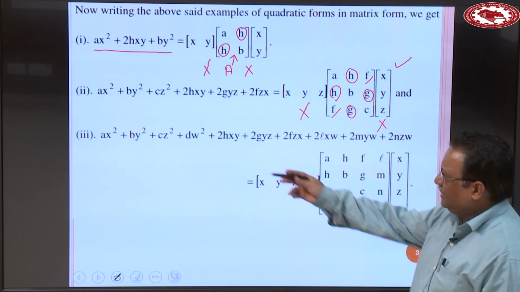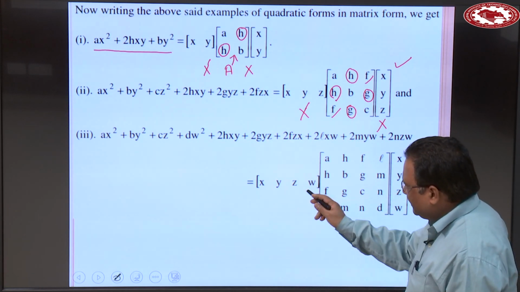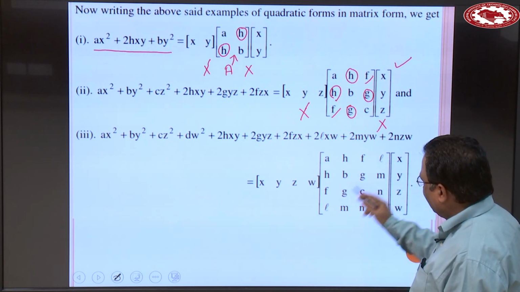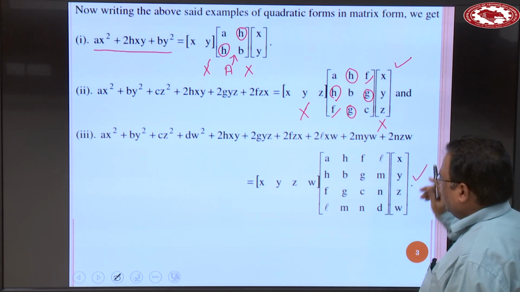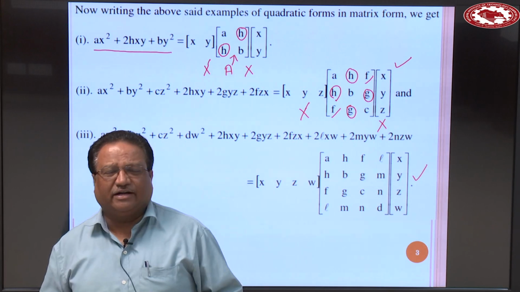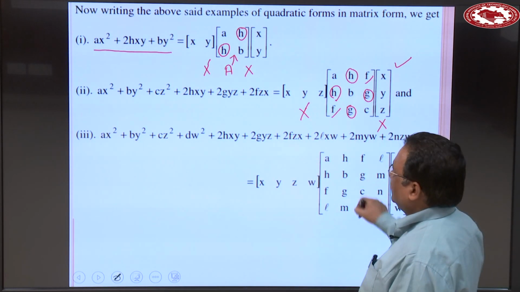Clear? Similarly, when we have 4 variables, then this can be written as x, y, z, w, then the matrix with a, b, c, d on the diagonal and h, h, f, f, l, l, g, g, m, m, n, n as the off-diagonal entries, and then x, y, z, w. Okay. So, this one is the representation. So, every quadratic form can be written this way.